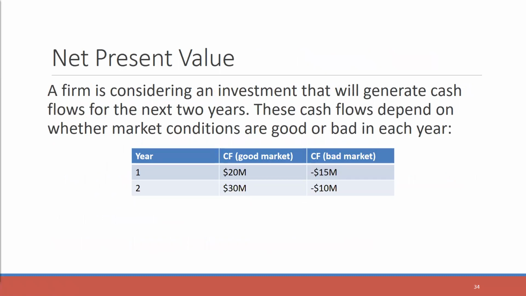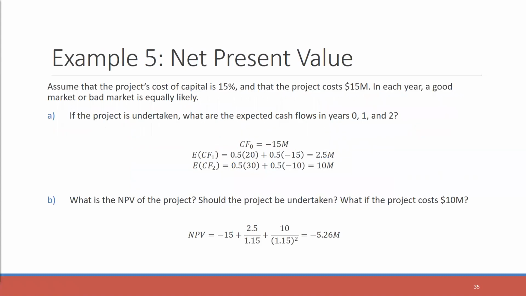A firm is considering an investment that will generate cash flows for the next 2 years. These cash flows depend on whether the market conditions are good or bad in each year. So in year 1, if the cash flows are good, the firm's going to get 20 million and then 30 million in year 2. But look what happens if we're in a bad market. If we're in a bad market, the firm is going to lose 15 million in the first year and lose 10 million in the second year. So how do we solve for this?